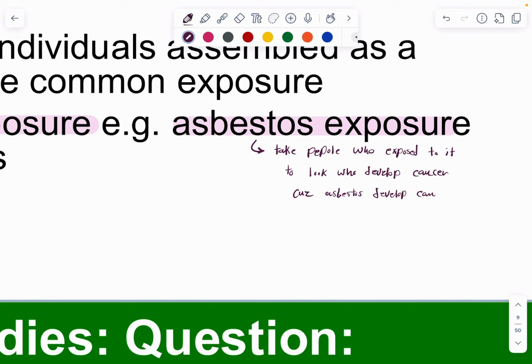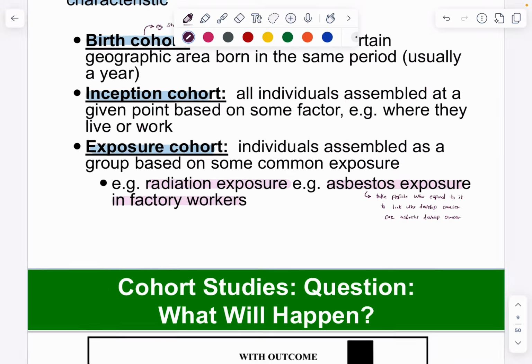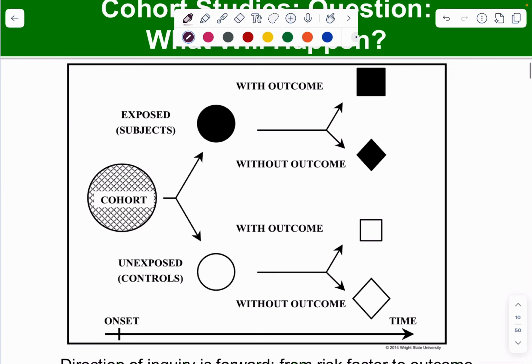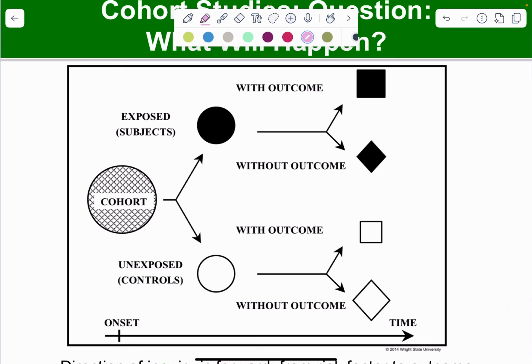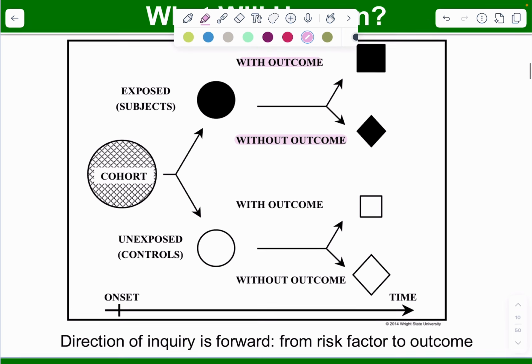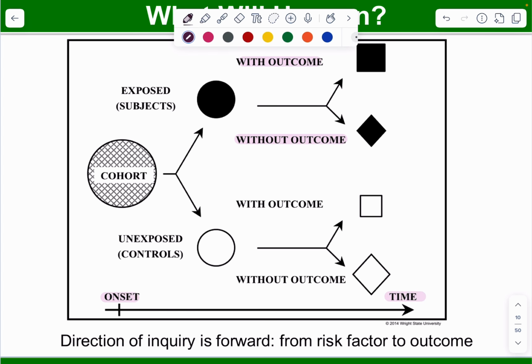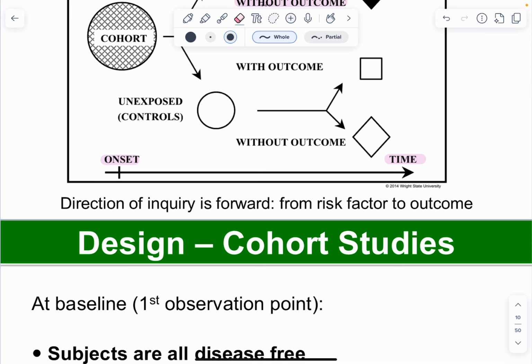Then we will follow them over a period of time, and we will see how many of the exposed develop the disease or not, and how many of the unexposed, we call them controls, develop the disease or not at the same period of time. We will follow them the same way. Here you can see onset and time. It's going forward. If we give you this picture, you can identify this study, right?